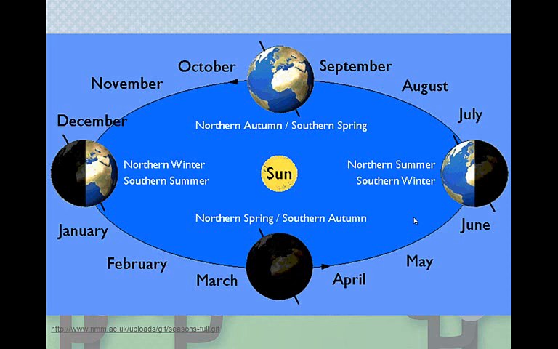Okay, here's another picture. So the autumnal equinox, it's hitting the equator. This is the winter solstice, so it's hitting the Tropic of Capricorn. The spring equinox, equator. Summer solstice, the Tropic of Cancer.